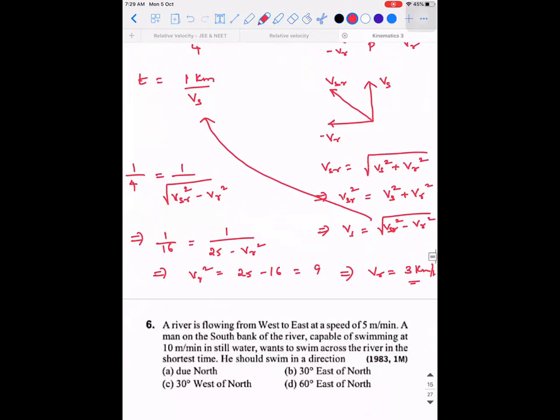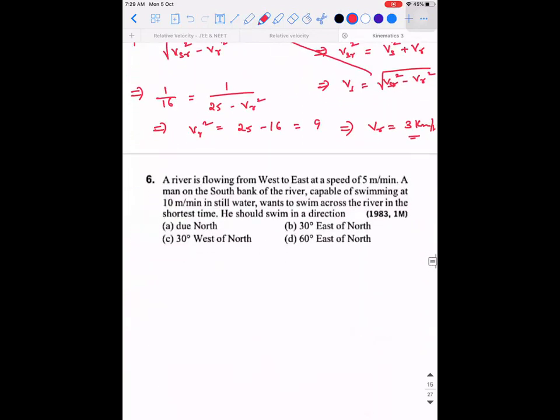Okay. Since you have understood this, can you try the sixth at least? I want an answer. Try it out. So river is flowing from west to east at a speed of 5 meter per minute. A man on the south bank of the river, capable of swimming at 10 meter per minute in still water, wants to swim across the river in the shortest time. He should swim in a direction.